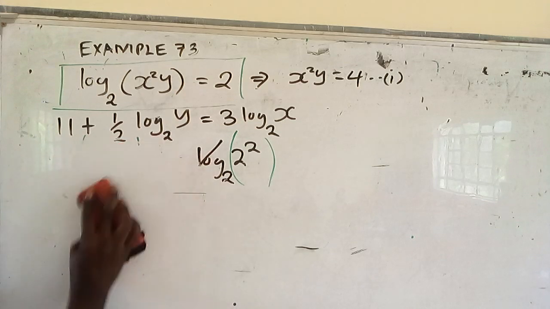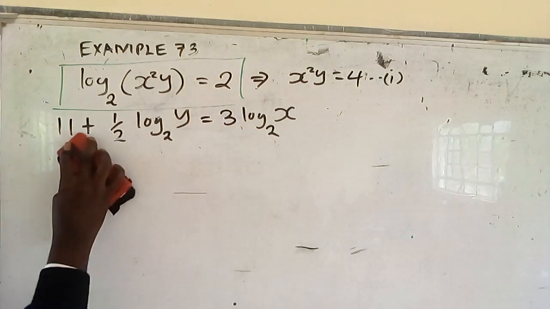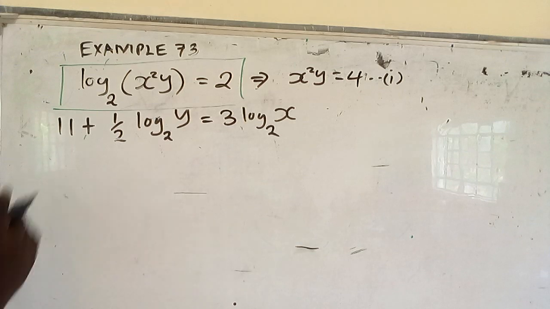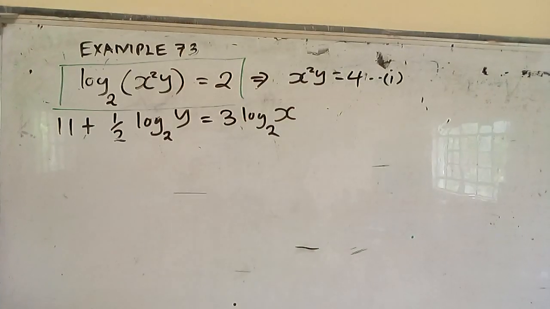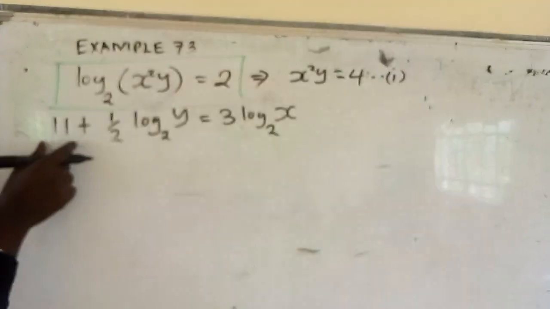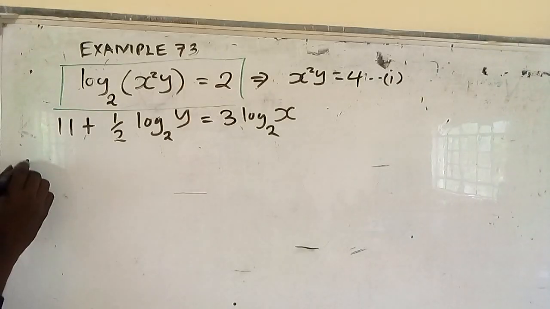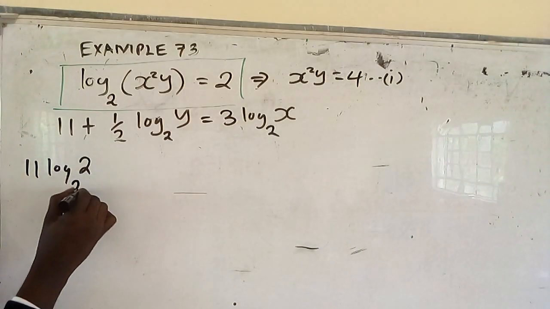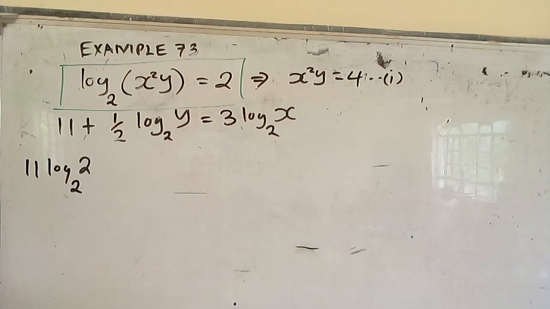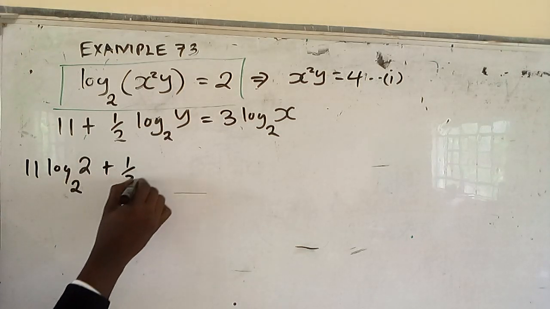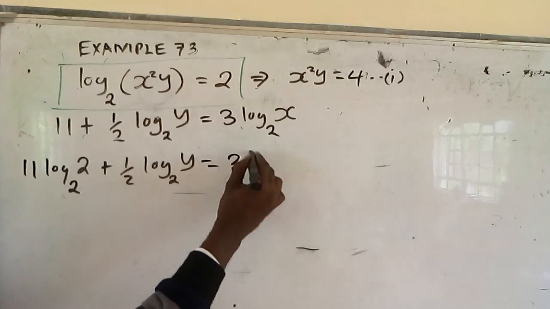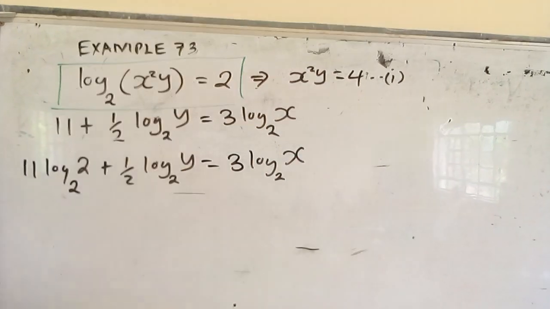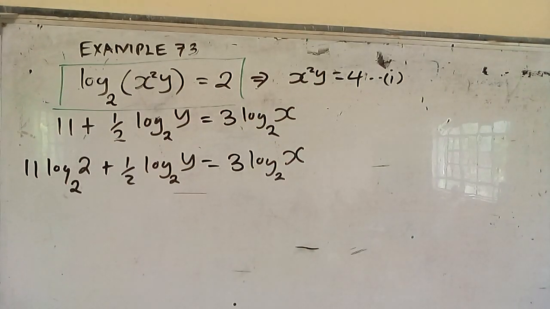So this second equation, we have 11 plus a half log y to base 2 is equal to 3 log x to base 2. We must have the same base throughout. So this is base 2, this is base 2, meaning we introduce log to base 2 here. So there we are going to have 11 log 2 to base 2. A log of a number to the same base is 1. 11 log 2 to base 2 plus a half log y to base 2 is equal to 3 log x to base 2.